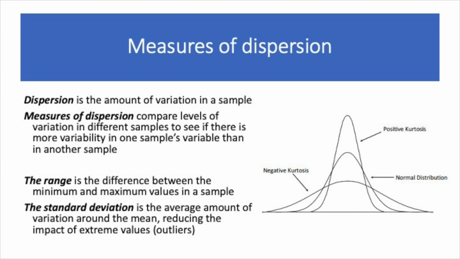So I have a couple of the more popular ones here. The first that you see here is the range. So the range is pretty simple. It's the difference between the minimum and the maximum values in a sample. If we just took our maximum value and we subtracted it by the minimum, we would get our range.